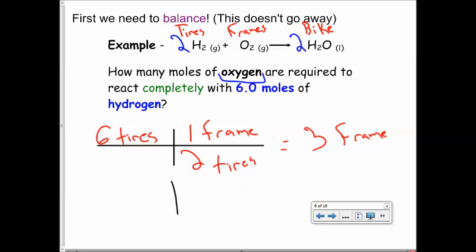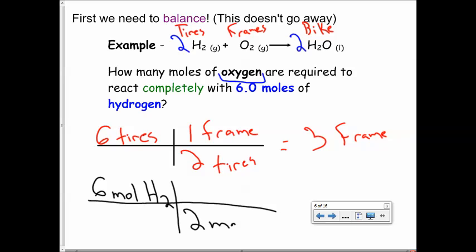And we're like, all right, so now in chemistry form, how many hydrogens am I starting with? Well, we're starting with 6 moles of H2. For every 2 moles of hydrogen gas, for every 2 moles of H2 that are used, I only need 1 mole of oxygen. If I have moles of H2 on top, what do I need on bottom? Moles of H2. How many? Hey, look at that. There are 2 moles of H2 per 1 mole of O2.